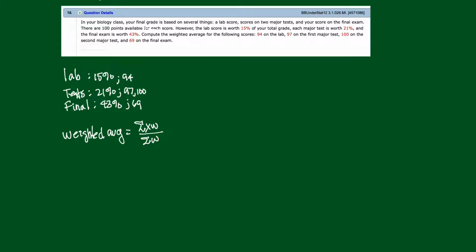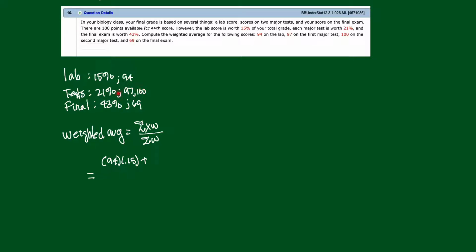So let's use our formula right here. Weighted average is the sum of the scores times the weight divided by the sum of the weights. So let's just do each one of these. I got a score times the weight. It's multiplication, it doesn't matter what order we do them in, but I'll do them like this. We get a 94 times 0.15 plus. Now, what do we have? That was the only lab we have.